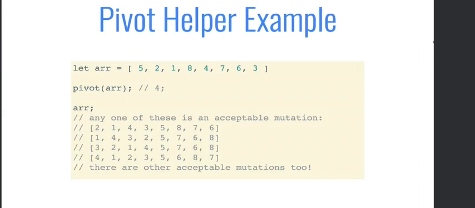So here's how it could work. If this is our array, and we call our pivot function on that array, it should return an index of 4. Notice it doesn't return the array. But if we look at the array, it's been changed. Any of these configurations are valid. What it does is it takes the first element and chooses that as the pivot, so 5. And now it needs to rearrange the array so that 5 is in the correct spot, where every number to the left is less than 5.